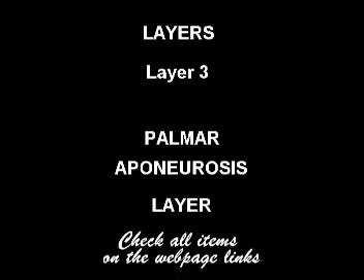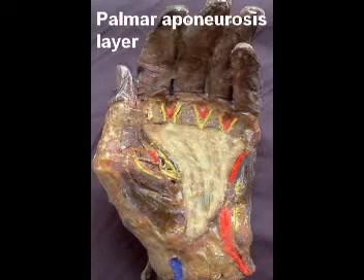We have now reached the palmar aponeurosis layer. Removal of the superficial fascia exposes the palmar aponeurosis. It also exposes the flexor retinaculum and also the fibrous flexor sheath. But in this layer, we shall see the palmar aponeurosis and the structures that surround it.